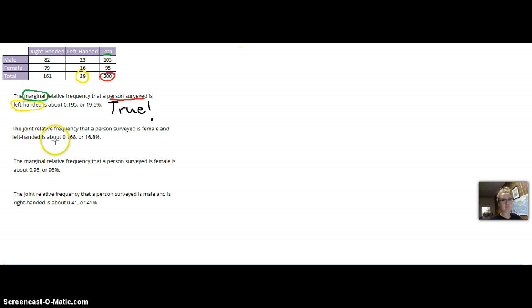Okay, joint relative frequency means we're looking at two criteria, and you can see that the two criteria here are that the person surveyed is female. That's one criteria. And the second criteria is that they are left-handed. So we have two things that we're dealing with here. Now, it says the joint relative frequency that a person surveyed, so we know that's going to be our total again. So our total, let's get that on the bottom in red. What we're out of, there are 200 total.